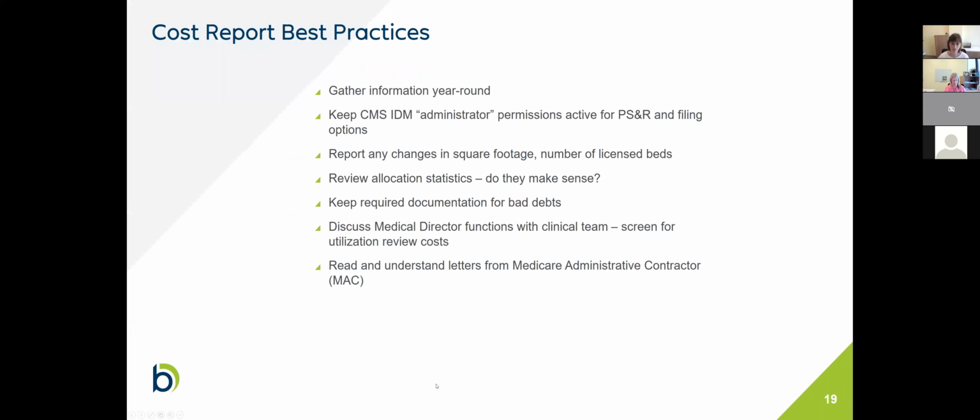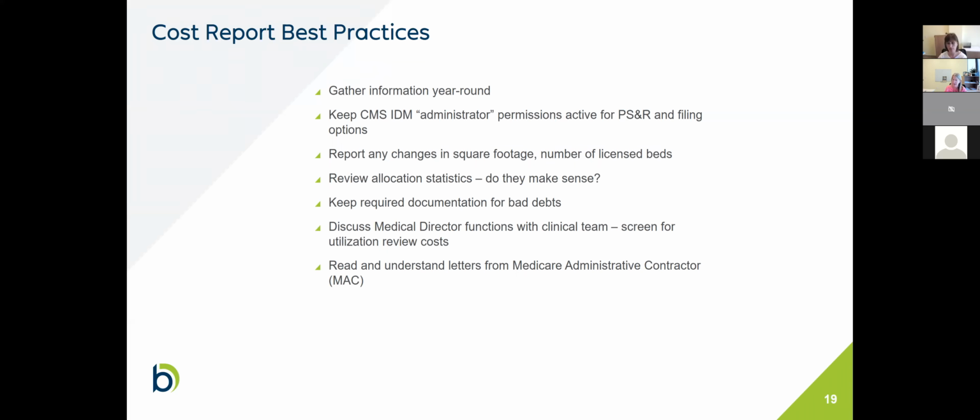Okay, so I'm going to wrap us up with some cost report best practices, some things that you can do now and approaching the 6/30 year end in order to make sure that this process goes smoothly, that you're able to be efficient and save yourself some time.